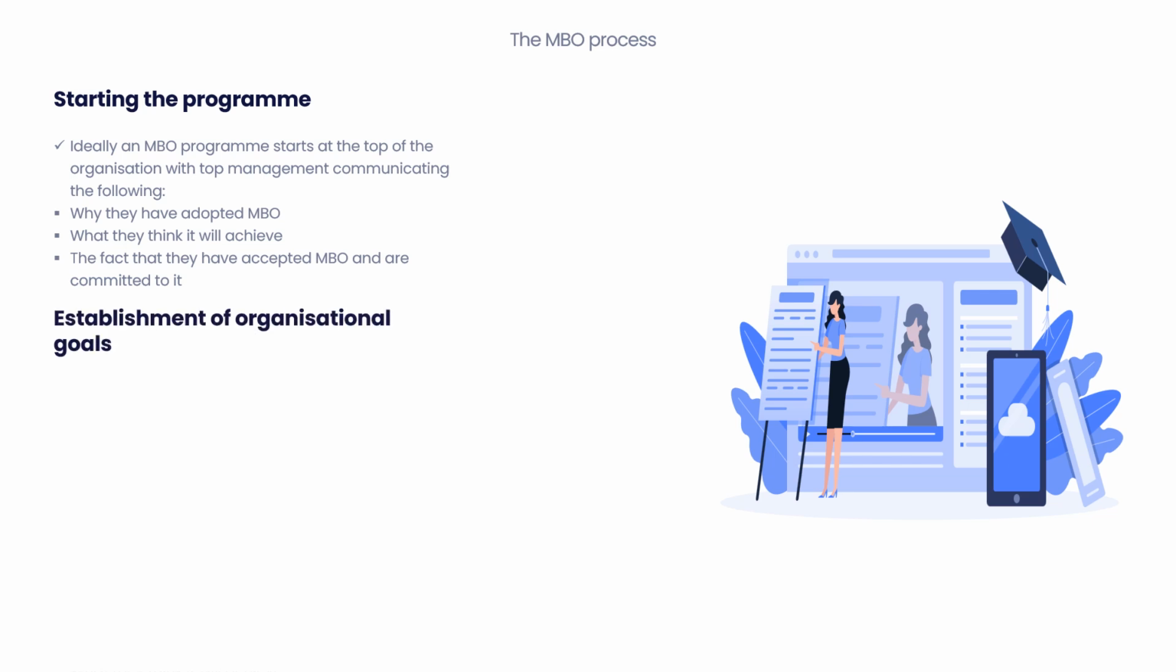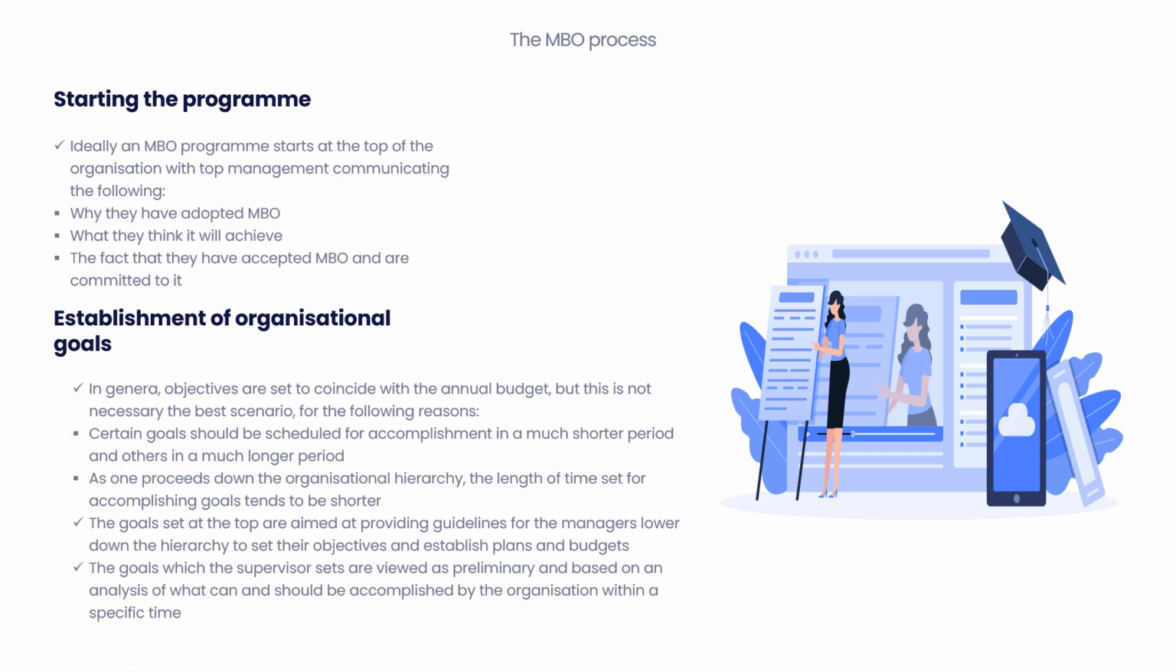Establishment of organizational goals. In general, objectives are set to coincide with the annual budget, but this is not necessarily the best scenario for the following reasons. So you see, when the top management is defining the objective, it is based on the annual budget. Now, certain goals should be scheduled for accomplishment in a much shorter period and others in a much longer period. This is where now we must make sure that you are able to define what is to be accomplished in the shorter period and what in the long period.